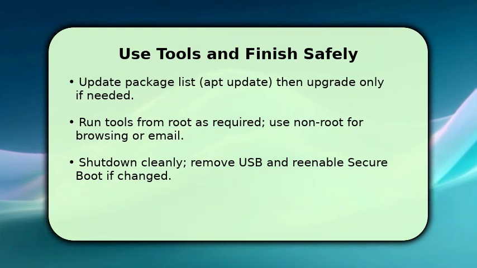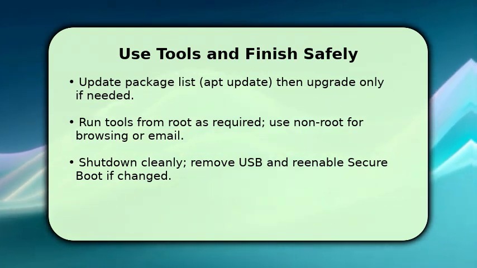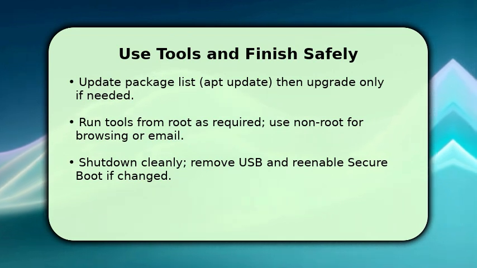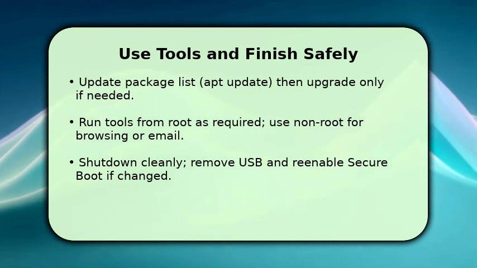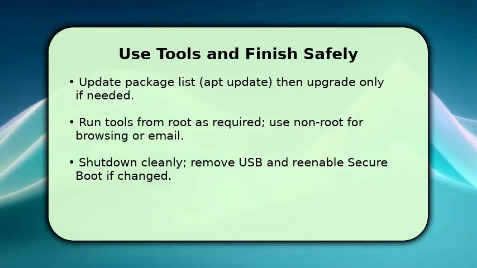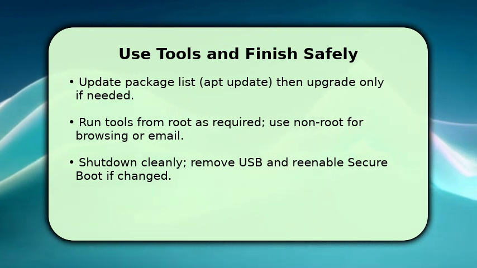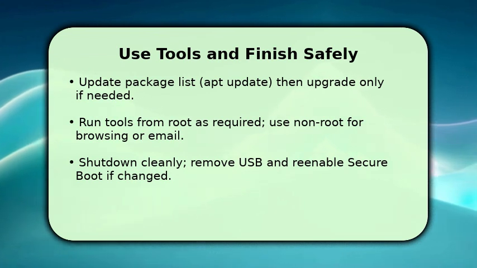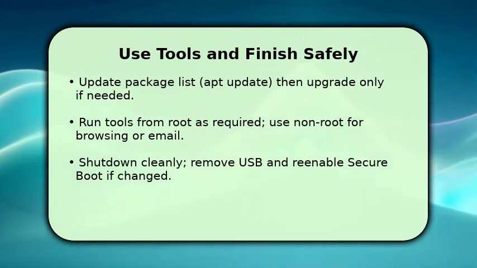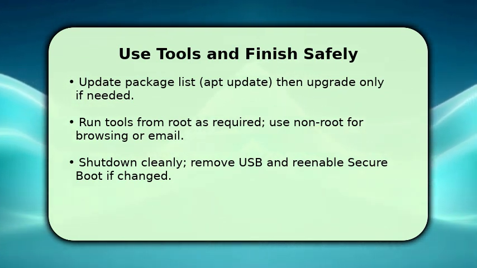Update app sources first and upgrade selectively to avoid a long live session update. Launch pentest tools as root when necessary, but operate regular apps as a non-privileged user to limit risk. Once finished, close sessions, unmount persistent storage, and shut down the system to flush caches. If you disabled Secure Boot, re-enable it after removing the USB. Troubleshooting tip: if boot fails, recreate the USB with a different tool and recheck the ISO checksum immediately.